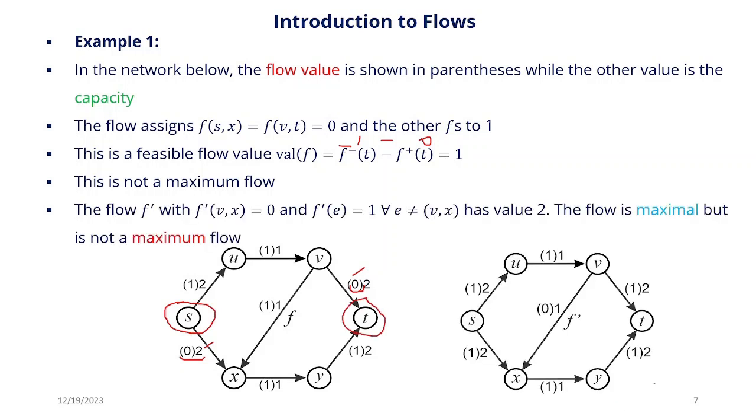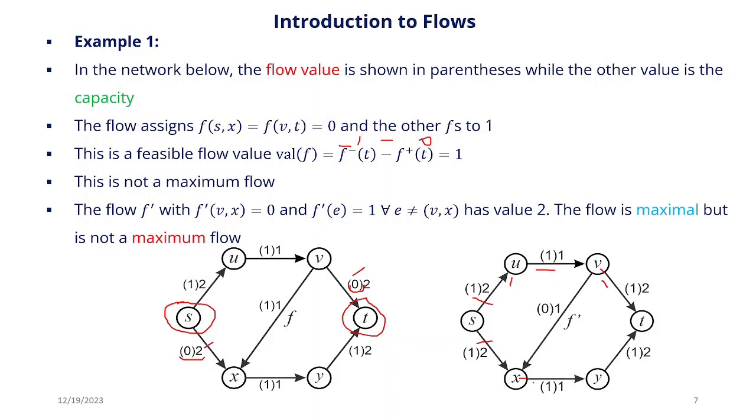If we look at this modified flow graph on the other side, we are seeing here the network. The flow F prime with F prime of Vx equal to 0, and F prime of E equal to 1 for all edges that are not Vx, has a value of 2. So suppose we open this valve and make it 1, and we open this valve and make it 1. So we can see that if 1 comes here, it is 1 that must also come out from here. And if 1 comes to V, it is 1 that must also come out of V. So we have 1 here.